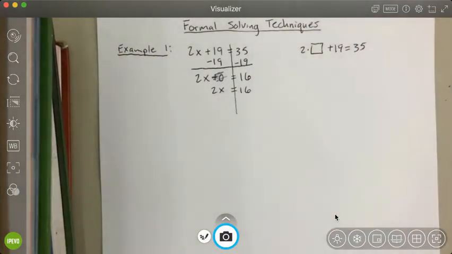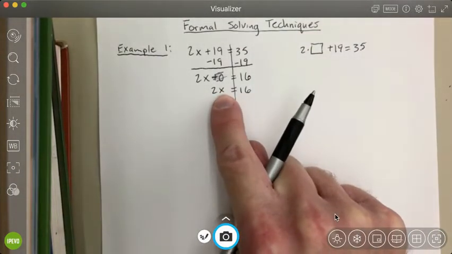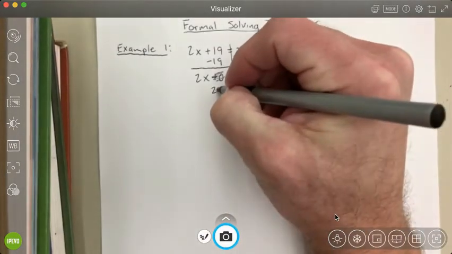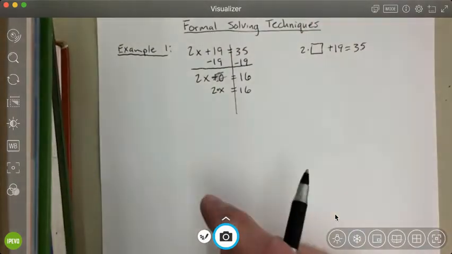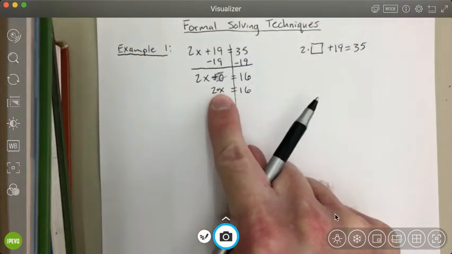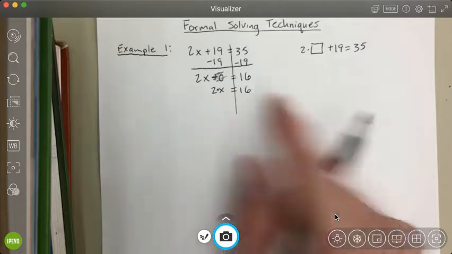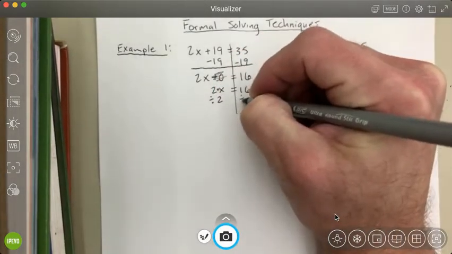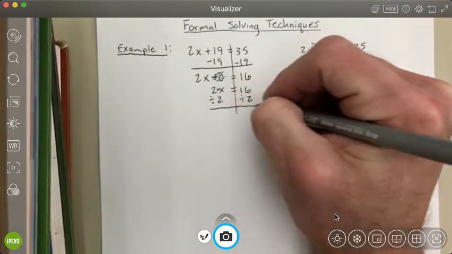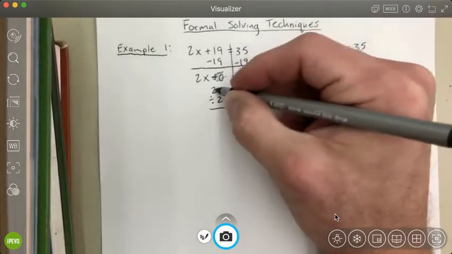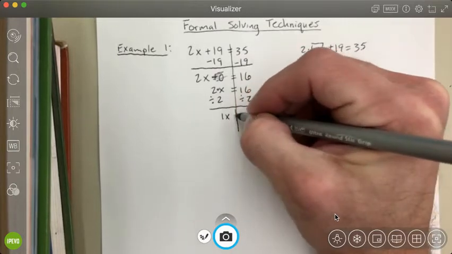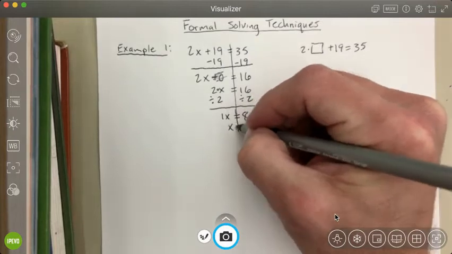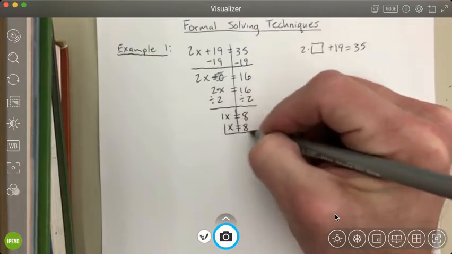All right, and so once again, you might think, oh, 2 times 8 is 16, so my answer must be 8. That's true. All I'm going to do is just say, remember, this is 2 times x, so the opposite of 2 times x would be to divide by 2. And once again, as long as I do that to both sides, I'm in good shape. And so 2 divided by 2 would be 1. 16 divided by 2 would be 8. Or more simply, just x equals 8.